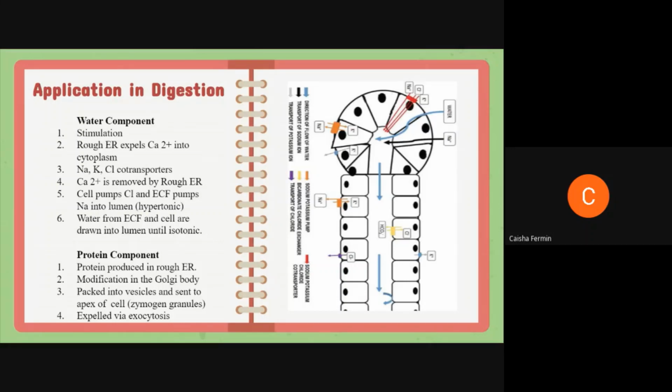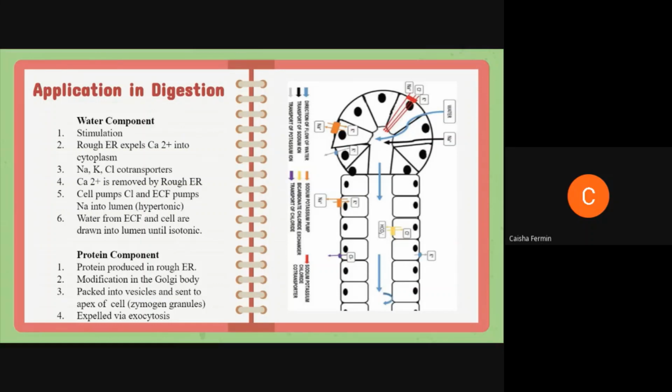To balance it out, chlorine is pumped by the cell into the lumen, and sodium is pumped by the extracellular fluid into the lumen. The sodium and the chloride bind together in the lumen to create sodium chloride, which is a salt, and creates a hypertonic environment. Then water is pulled out of both the extracellular fluid and the cell until the liquid in the lumen becomes isotonic.